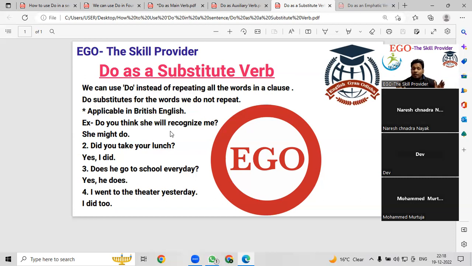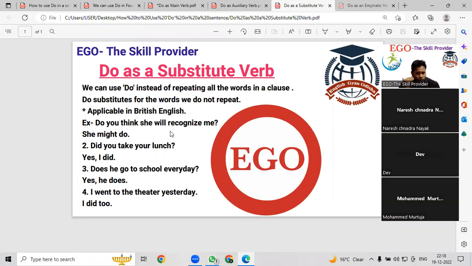So this is something called do as a substitute verb, and believe me, this is used only in casual conversation. Casual conversation, because spoken English is all about casual conversation, right? So basically, when we are using spoken English, we do a lot of casual conversation. It is something entirely different from writing. Remember, spoken English is a separate thing actually. It is not about written English.